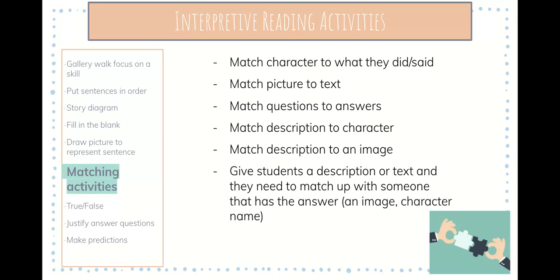You can write out a couple sentences to describe an image, and the kids have to figure out which image that describes. Or just give students a description or a text that they have to match up with someone around the class. If you're trying to get a lot of movement, one kid has a picture, one kid has a couple sentences, and they have to go around and find the person.